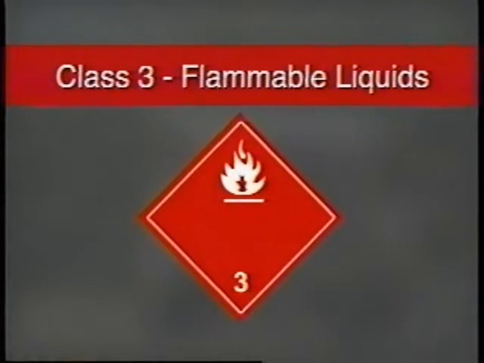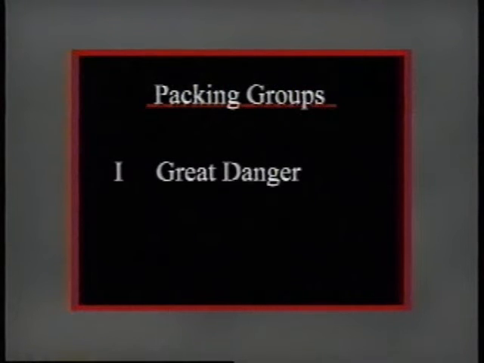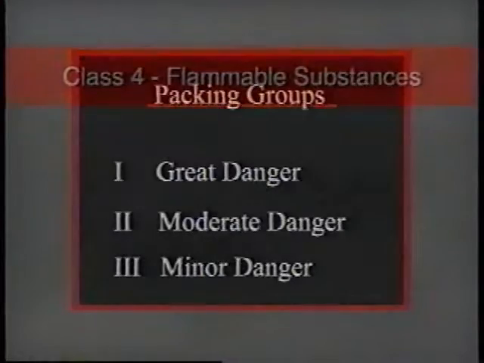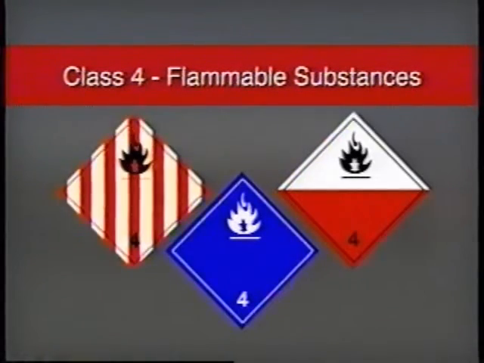The flame symbol on a red background indicates the danger of fire. Flammable liquids are separated into packing groups according to the flash point and the initial boiling point. The degree of danger is shown by packing groups 1, 2, and 3. Class 4. Flammable substances. Class 4 products ignite easily and have fire hazards that are difficult to control. They all have the flame symbol, but on a different background.